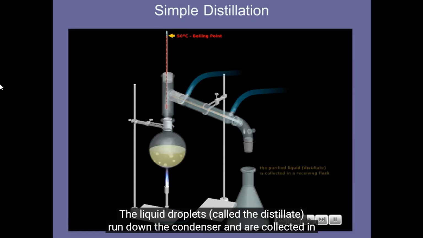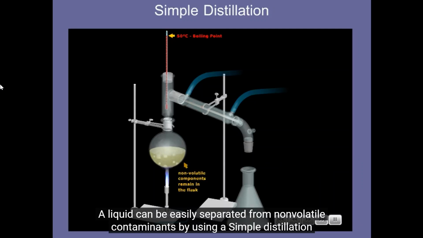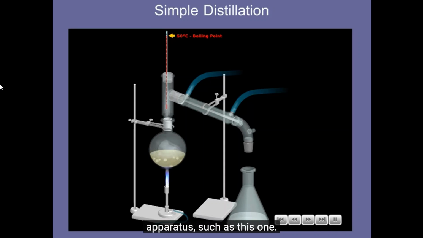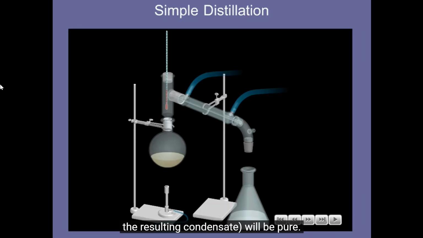The liquid droplets, called the distillate, run down the condenser and are collected in a receiving flask. A liquid can be easily separated from non-volatile contaminants by using a simple distillation apparatus such as this one. Since the non-volatile components in the distillation flask will not evaporate, the vapors and the resulting condensate will be pure.